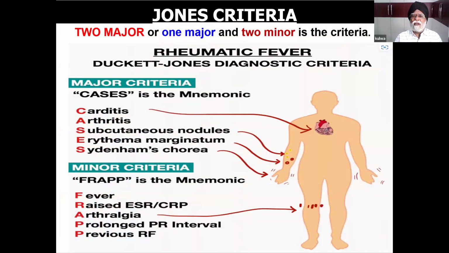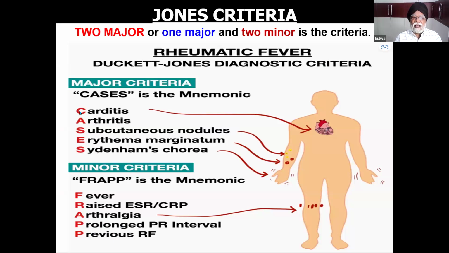So there is a diagnostic criteria. This is the last slide. There is a diagnostic criteria for diagnosing a case of rheumatic fever. Dr. T. Duckett Jones made a diagnostic criteria which is known as the Jones criteria. There are two sets of criteria, one major and one minor. The major criteria are the 5 cardinal signs.